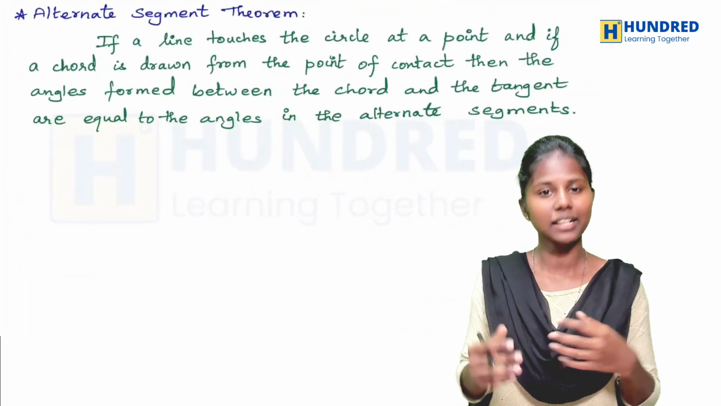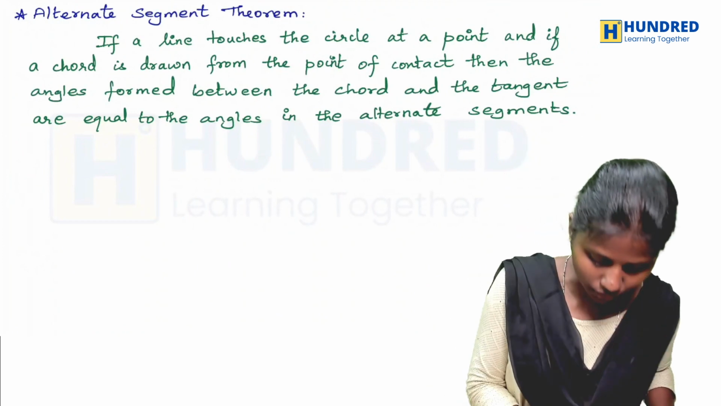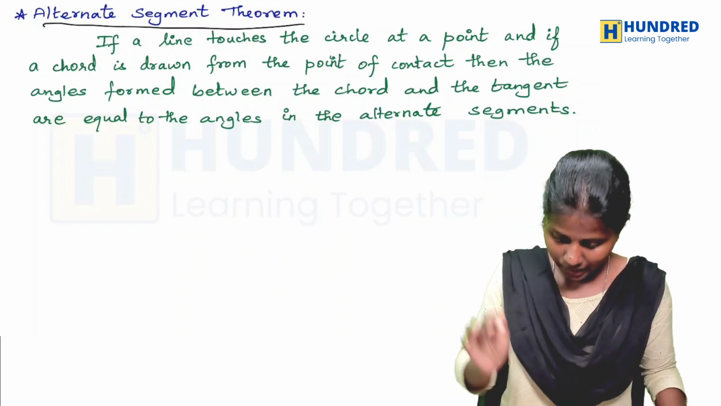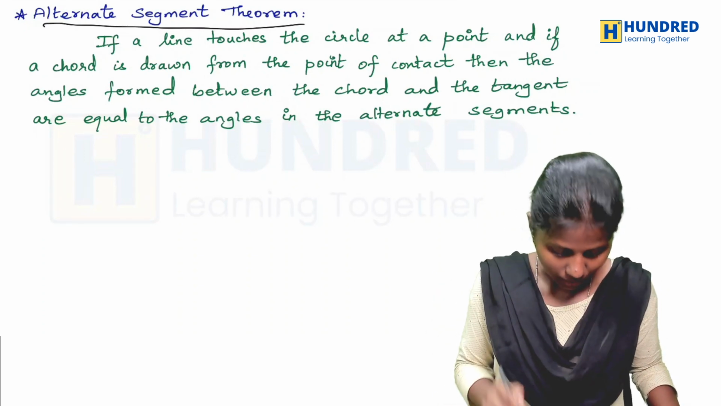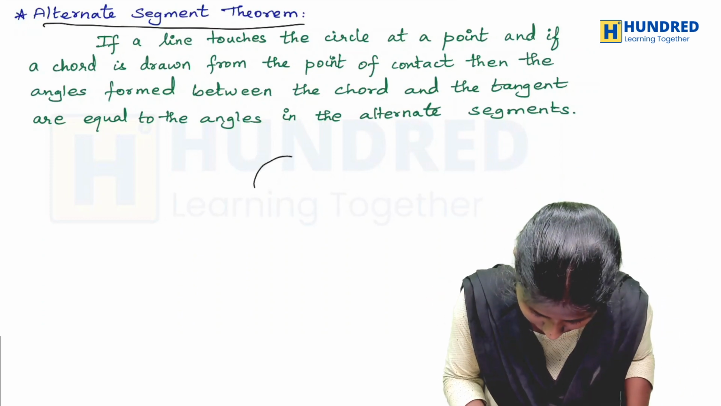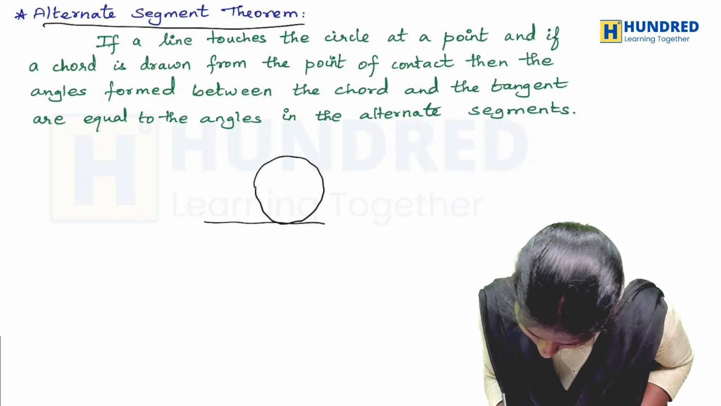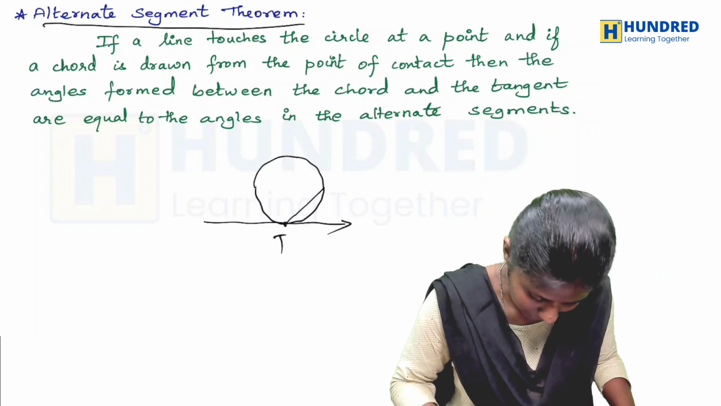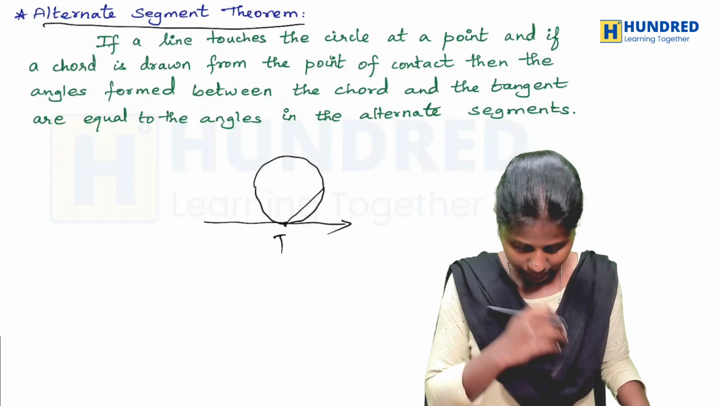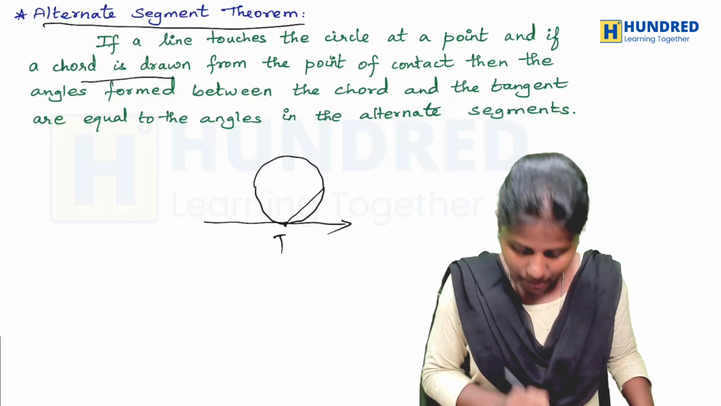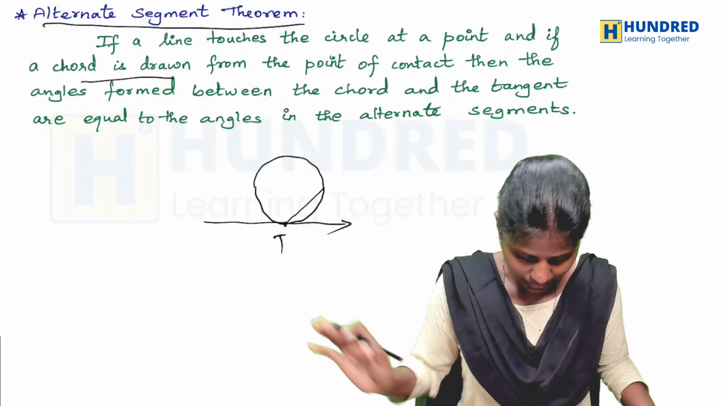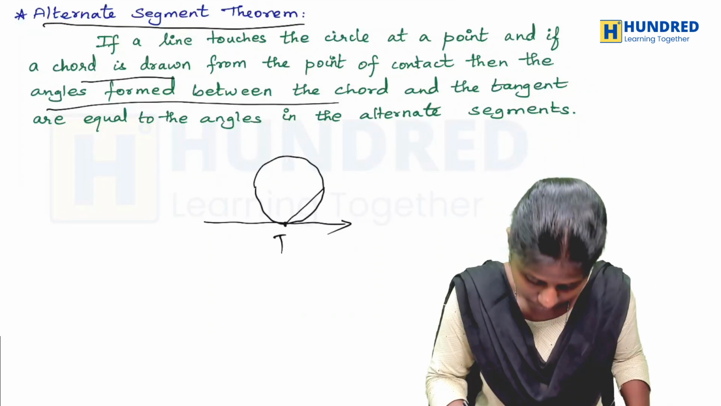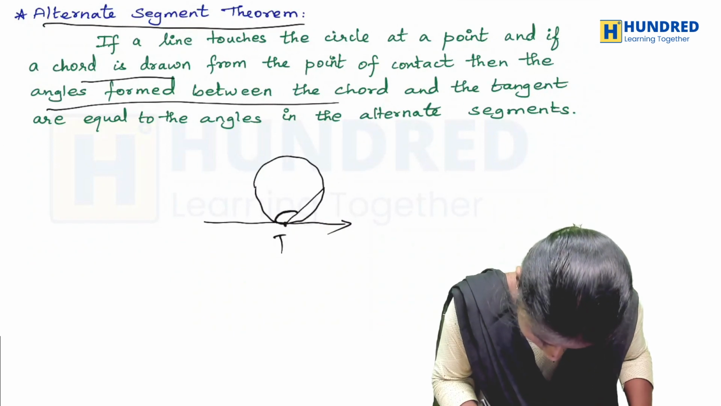Fine. We came to the last section of this video, which is called the alternate segment theorem. What does it mean? If a line touches the circle at a point, and if a chord is drawn from that point, it means we are going to draw a tangent at a point called T, and from this T I am making a chord. This chord makes angles at different segments. Then the angles formed between the chord and the tangent.